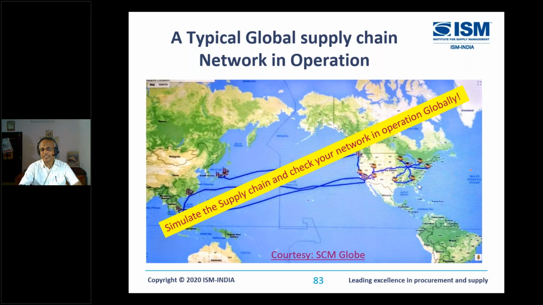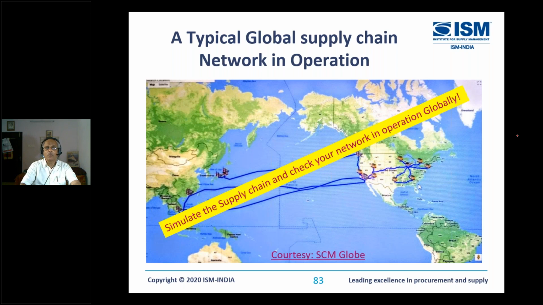So I strongly suggest that all of you who are in network design or going to be in network design in future, please remember that unless you check it with simulation, it will be a futile exercise. Here, a lot of uncertainties have been incorporated in the simulation models. There is SCM Globe, or there may be other software available, Analytica or Arena also. So you can utilize any of the software and check whether your supply chain is operating successfully or not.